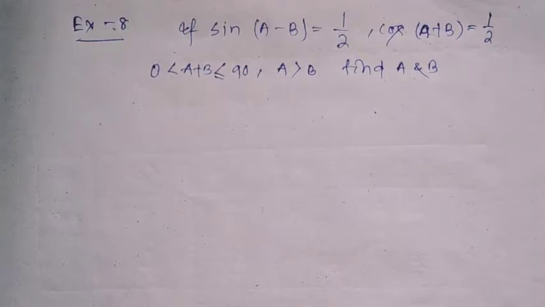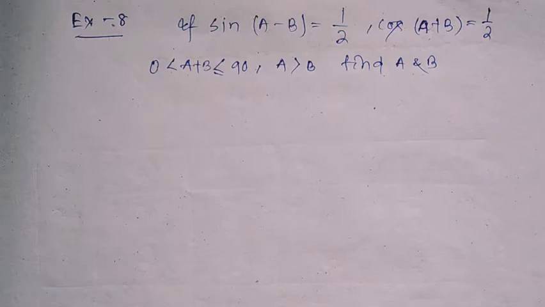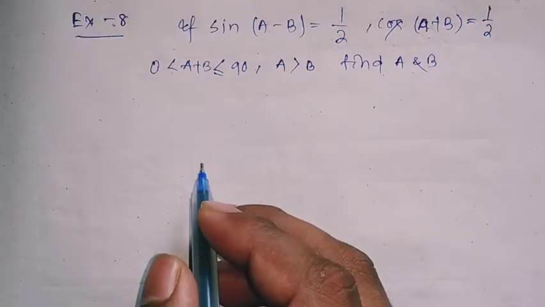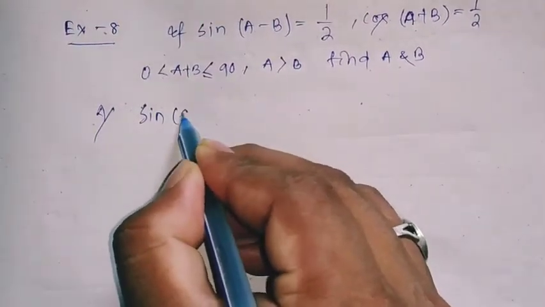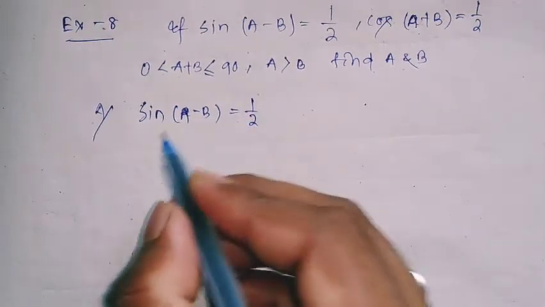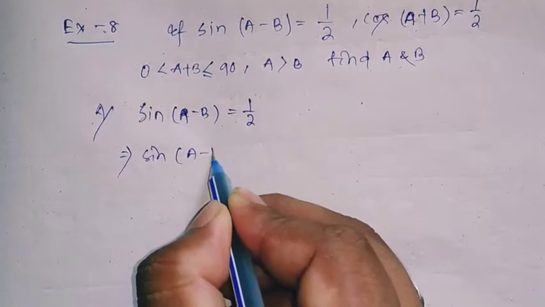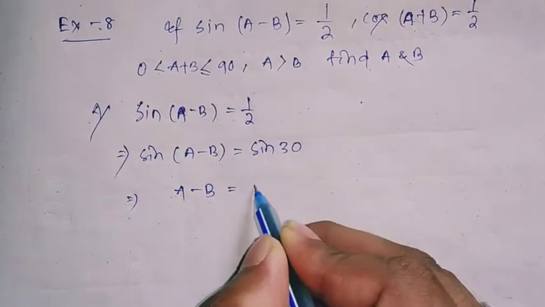So in example 8, it is given that sine (A minus B) is equal to 1 by 2 and cos (A plus B) is equal to 1 by 2, and the value of A plus B lies between 0 and 90 degrees and A is greater than B. That means A minus B will be positive. Okay, we will evaluate this. So given that, here is the answer, sine (A minus B) is equal to 1 by 2. We know sine 30 is equal to 1 by 2. This implies sine (A minus B) is equal to sine 30.